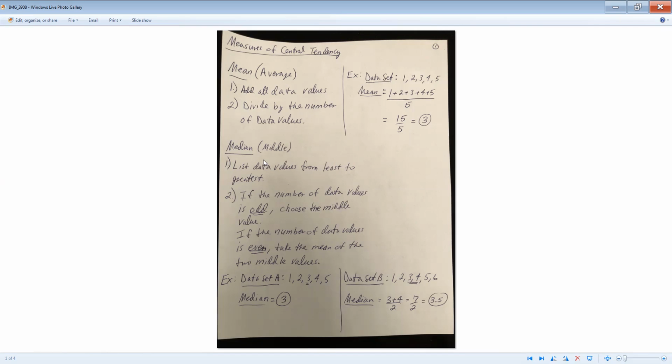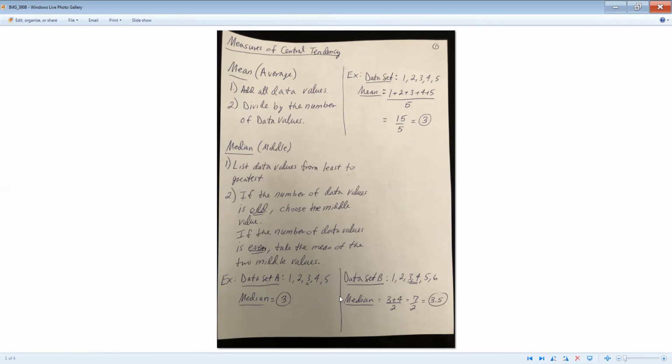Okay, the median. You think about middle. When you think about median, it's going to be the middle value. List the data values from least to greatest. That's the step that a lot of people forget, so make sure you hold true to that. List all your data values from least to greatest first. Then, if the number of data values is odd, you choose the middle value. If the number of data values is even, then you take the mean, or in other words, the average of the two middle values.